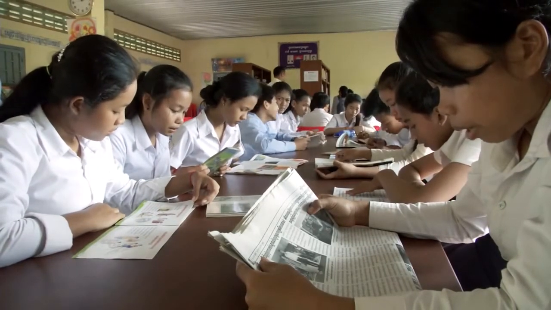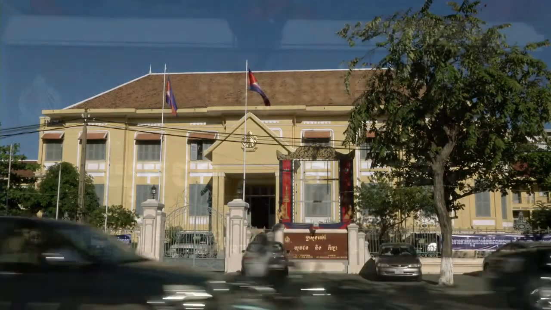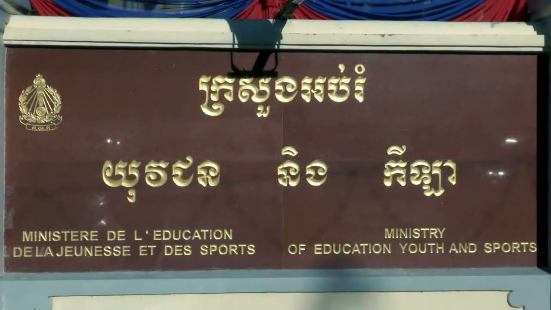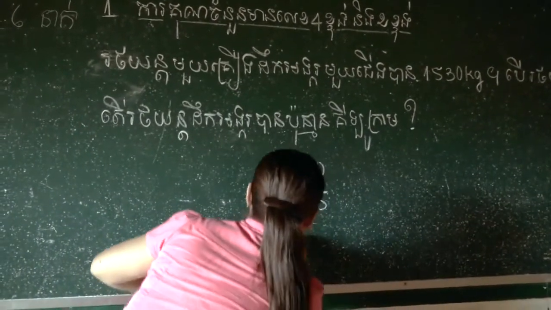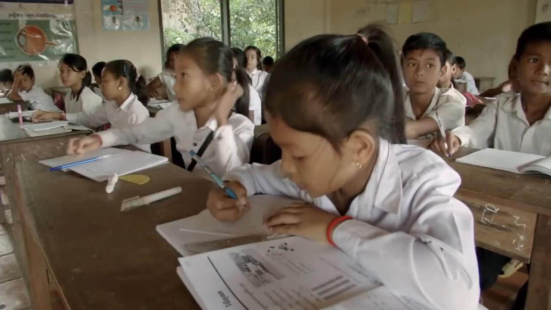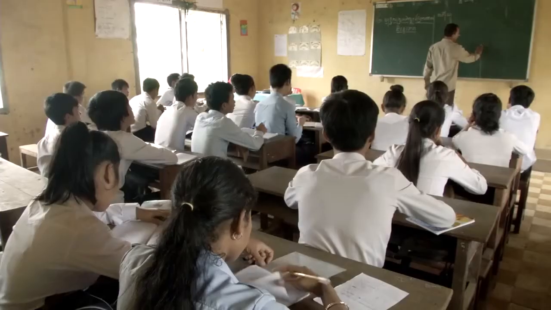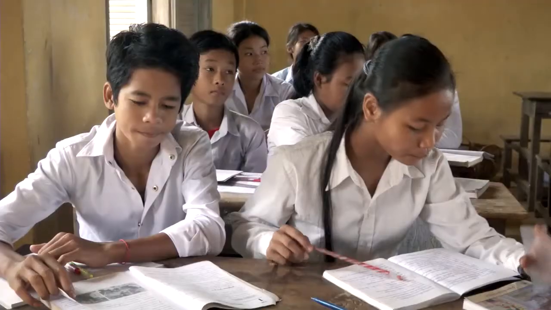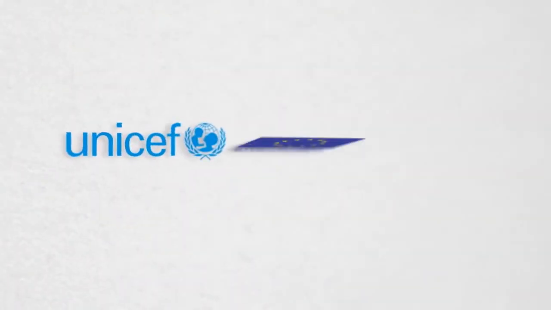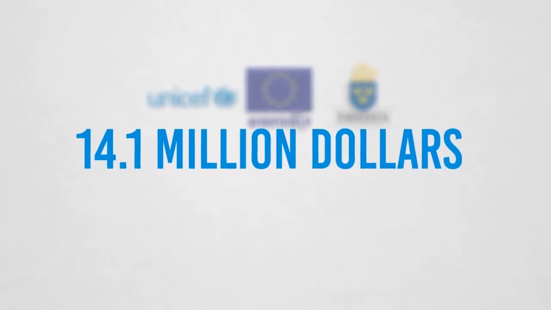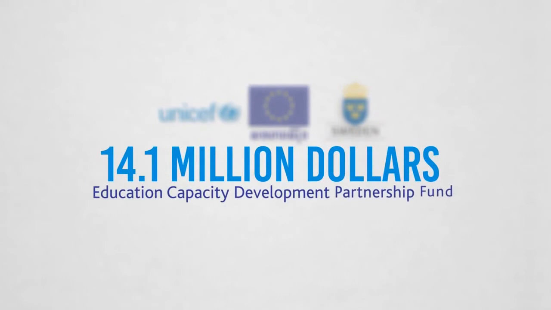With a strong focus on quality, the government launched their third consecutive 5-year education strategy plan in 2009. Immediately recognized as being on the right track, the plan lacked the budget necessary to achieve its goals. So, in order to realize the government's vision, in 2011, UNICEF, EU and Sweden pooled $14.1 million and established the first phase of the Education Capacity Development Partnership Fund, or CDPF.